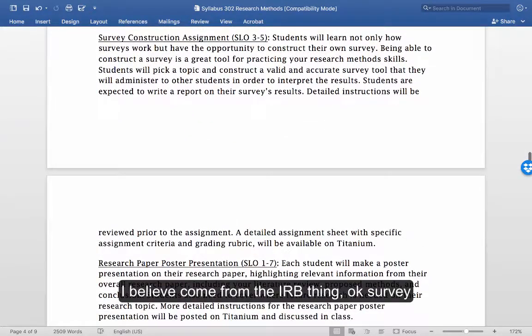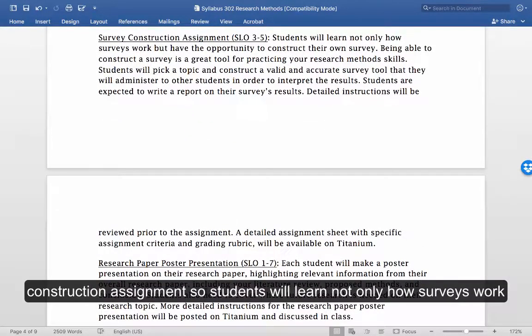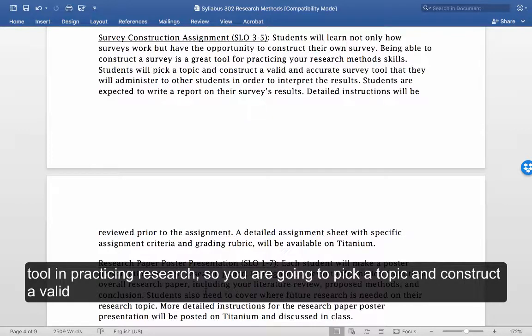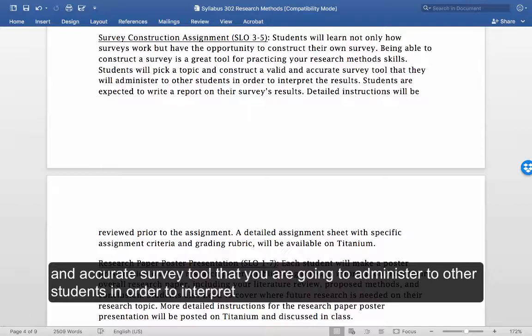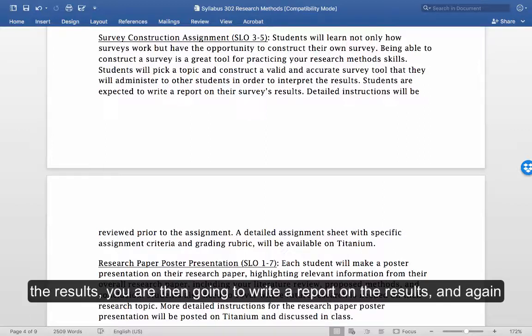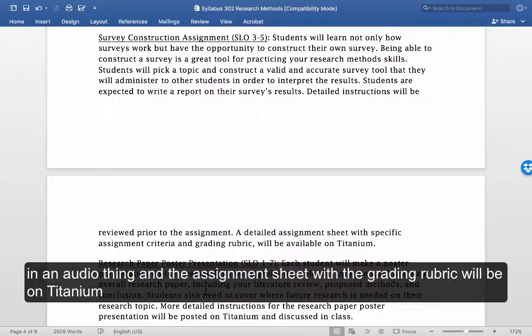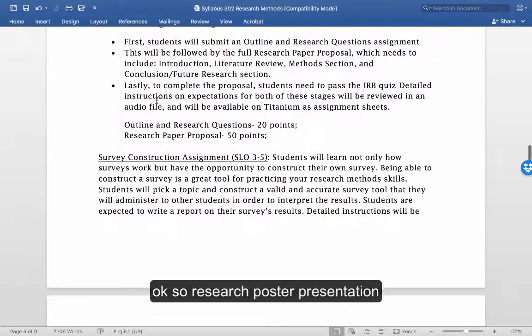Okay. Survey construction assignment. So students will learn not only how surveys work, but have an opportunity to construct them. So being able to construct a survey is a great tool in practicing research. So you're going to pick a topic and construct a valid and accurate survey tool that you're going to administer to other students in order to interpret the results. You're then going to write a report on the results, and again, I'll review detailed instructions in an audio file, and the assignment sheet with the grading rubric will be on Titanium as well.